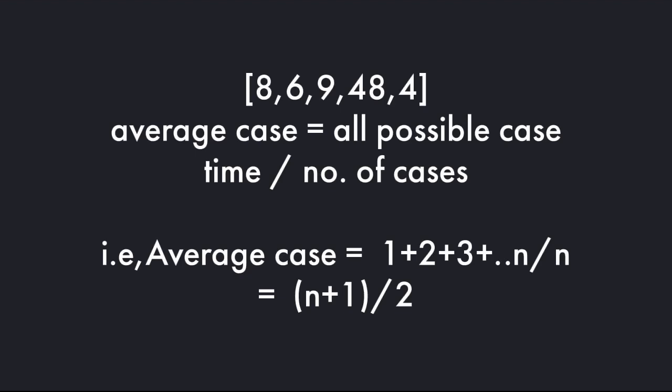That is, if we are going to find a particular element that is present at the nth position, then 1 plus 2 plus etc. up to n comparisons are going to be added, and finding the total by dividing by n gives you n plus 1 by 2, which gives the equation for the average case as 1 plus 2 plus 3 etc. up to n divided by the total number of cases, which is n. This gives the complete equation as n plus 1 by 2.